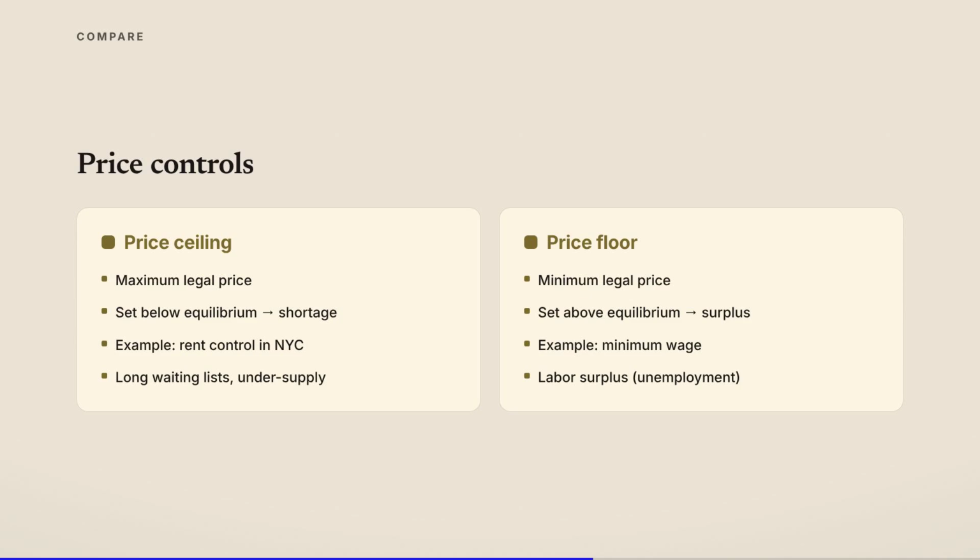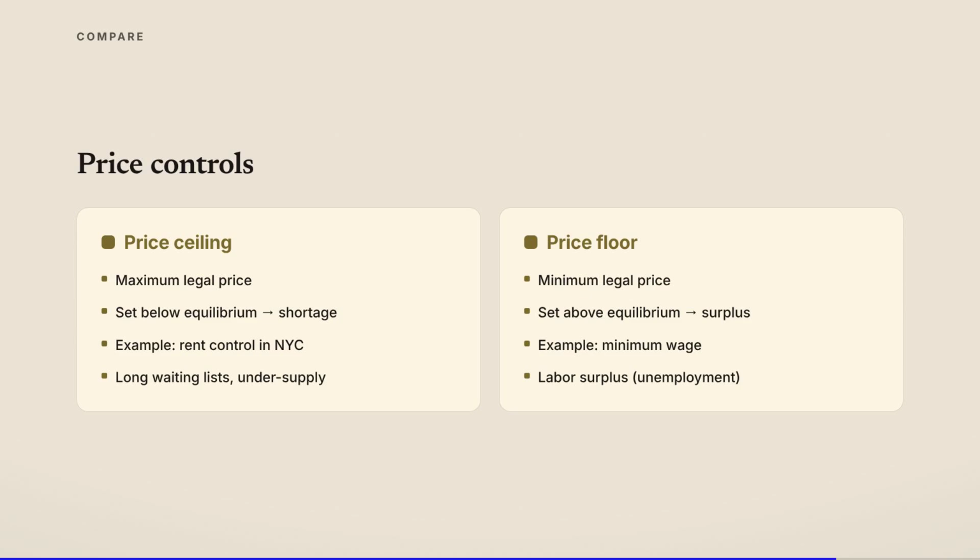A price floor is the opposite, a minimum price. The most famous example is the minimum wage. When the floor is set above the equilibrium wage, the quantity of labor supplied exceeds the quantity demanded. More people want to work at the higher wage, but employers hire fewer workers. That's a labor surplus, unemployment.